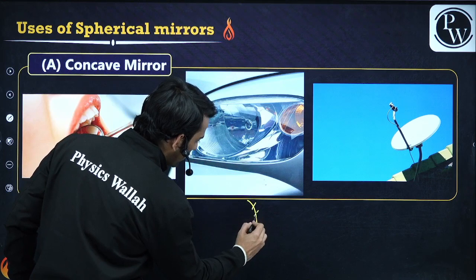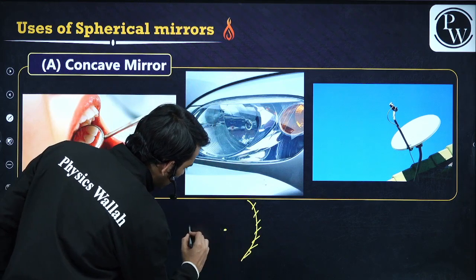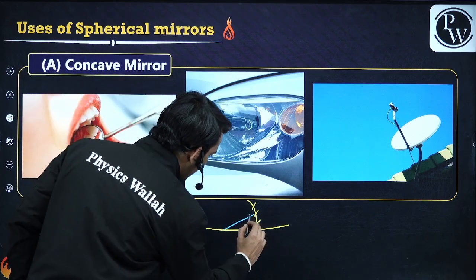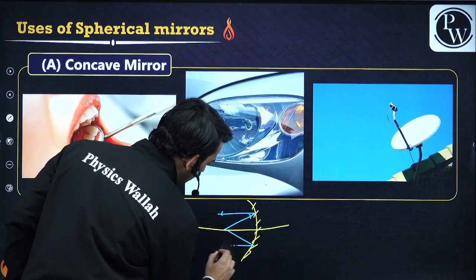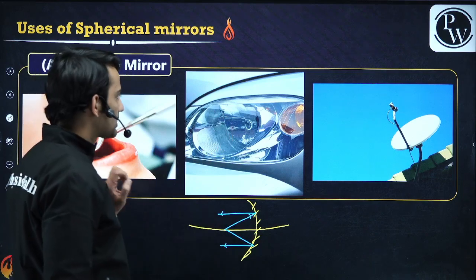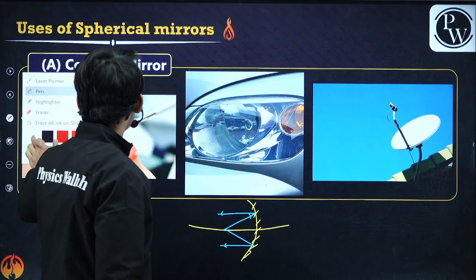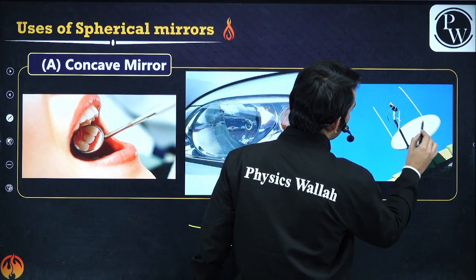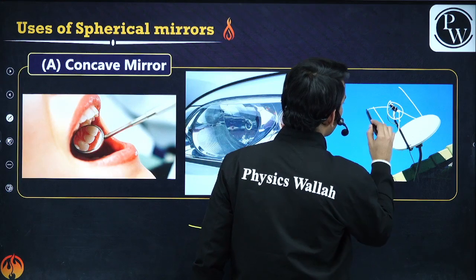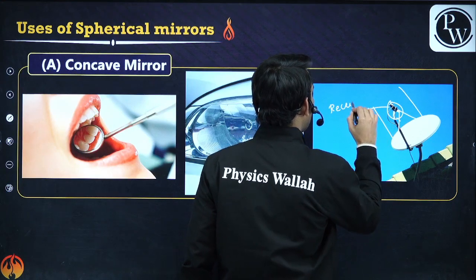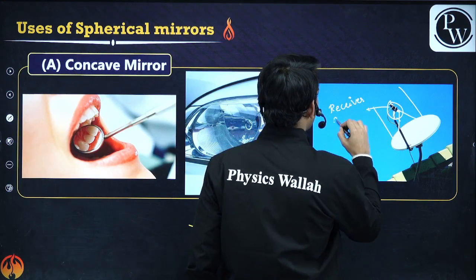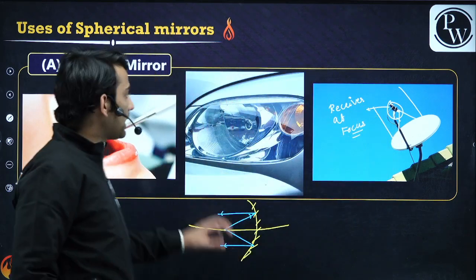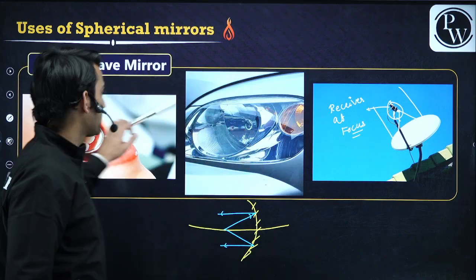The bulb is placed at the focus, right guys? So after reflection from the mirror we will get a parallel beam of light like this. A high range is got. Similarly in a dish antenna, guys, the rays come parallel to the principal axis and they are converged at the focus. The receiver is kept at the focus and thus we get the signal. So here we are using the properties of the concave mirror.